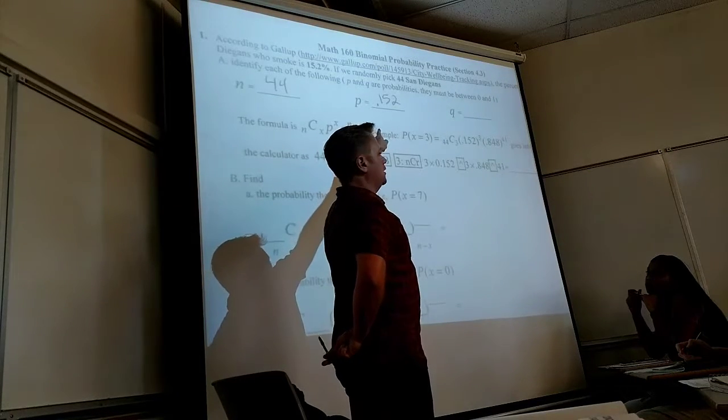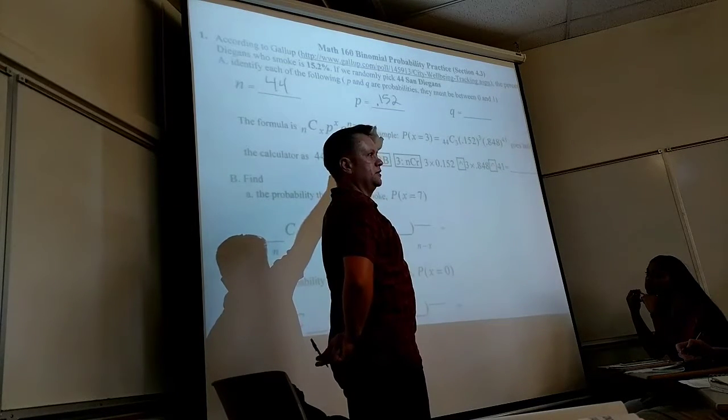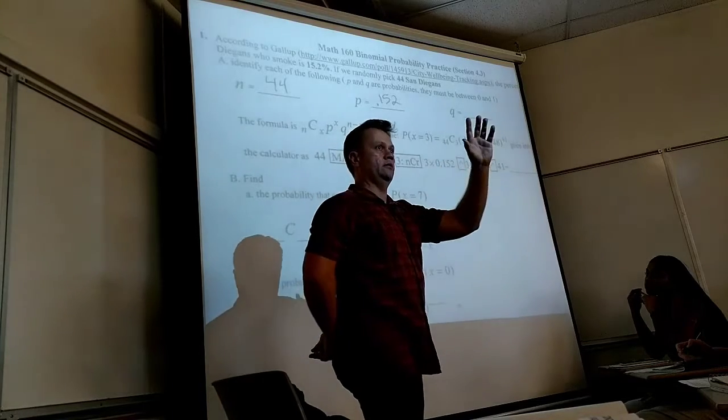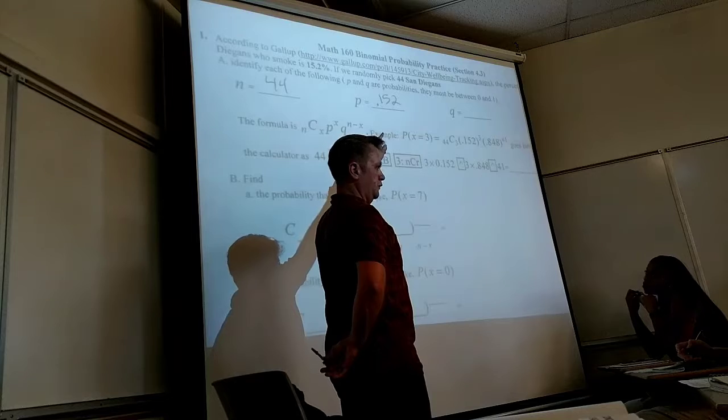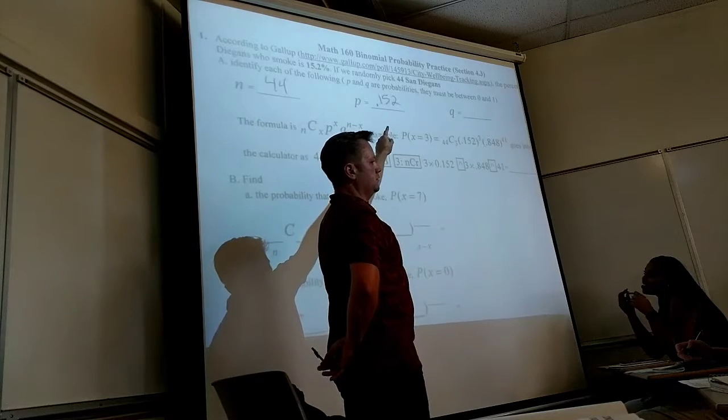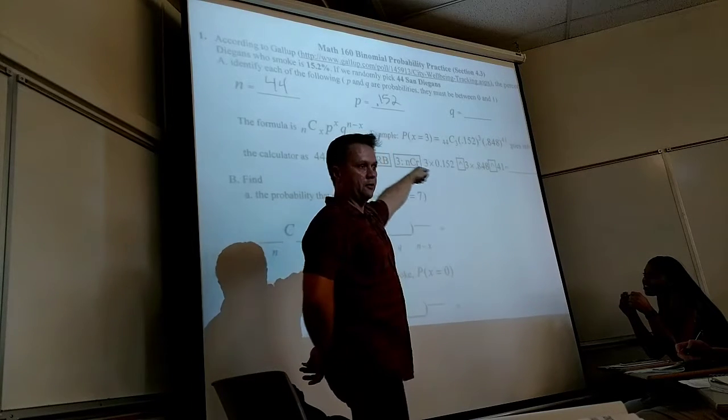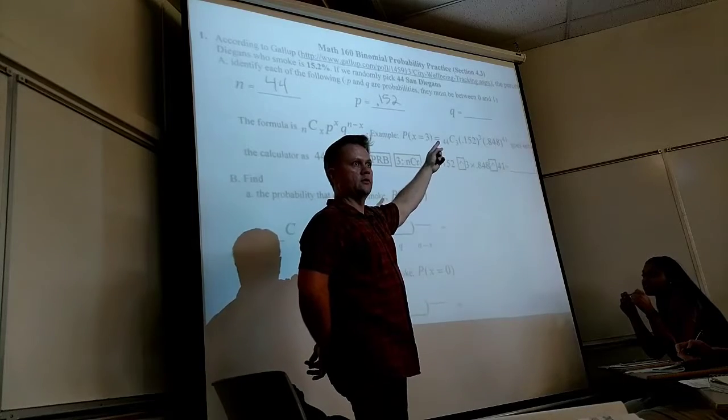What makes 1 become 9? 8. What makes 5 become 9? 4. What makes 2 become 10? 8. So we get 0.848. Isn't that what Q is?